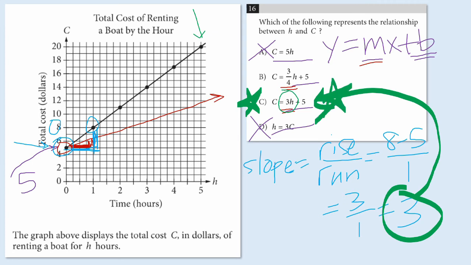I hope you enjoyed seeing this strategy of just using a methodical, systematic elimination strategy to zero in on the right answer.